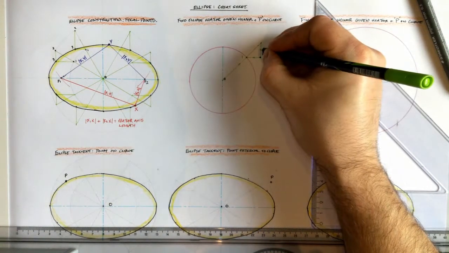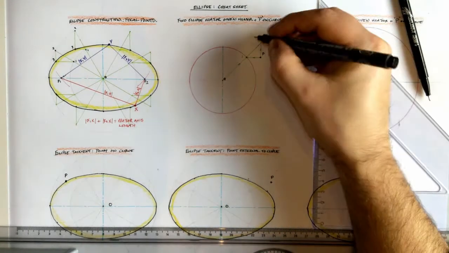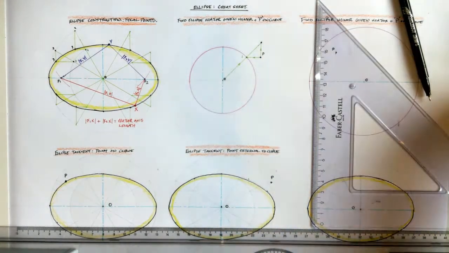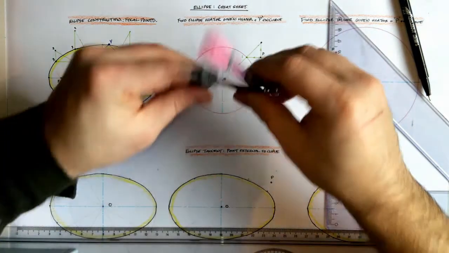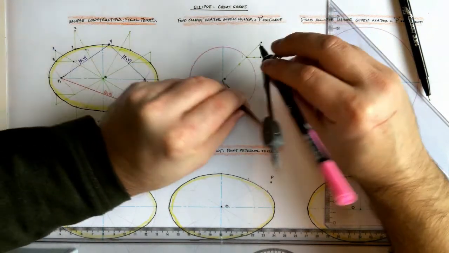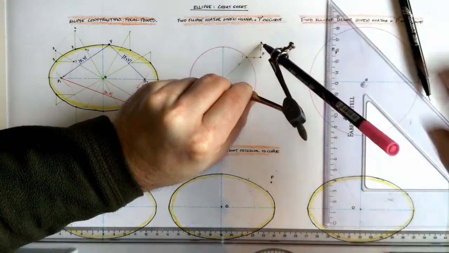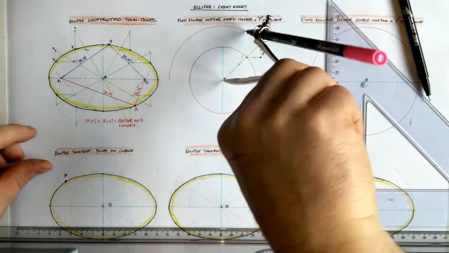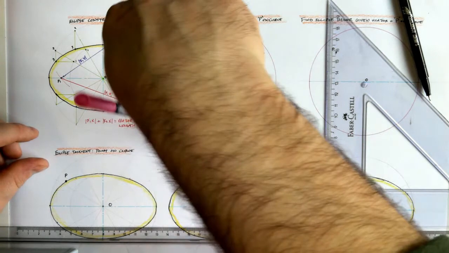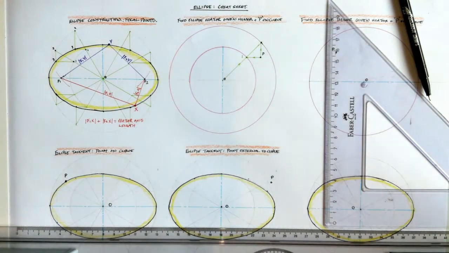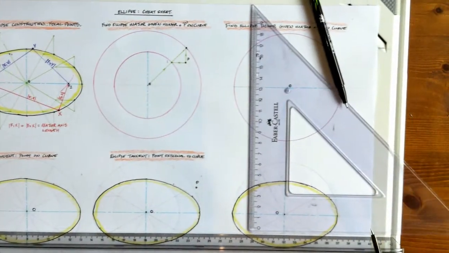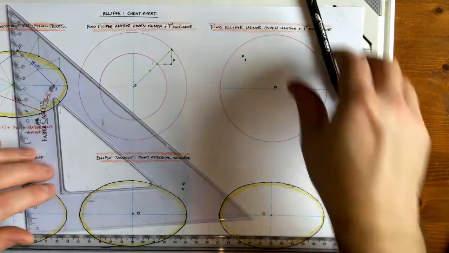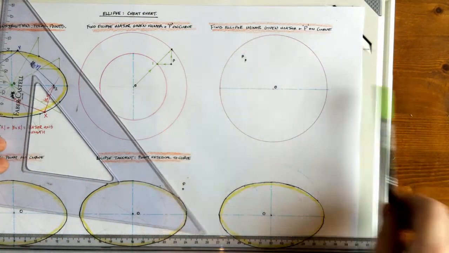Where those 2 lines intersect, that's a point on the major circle. So I get my compass, put it on O and measure out to that point, and then I'm able to swing my major circle as a result, which is a pretty handy method to know.